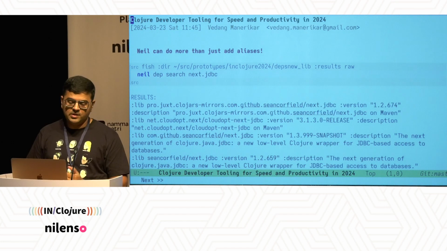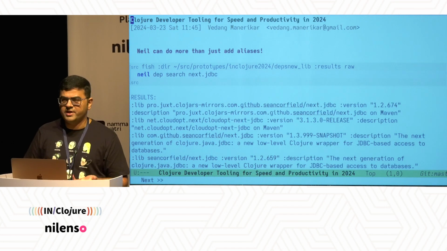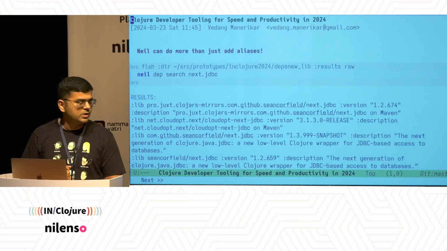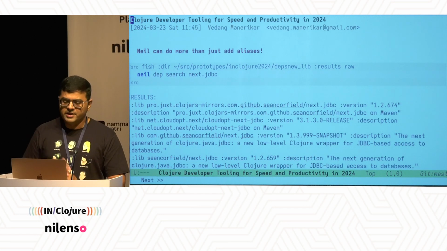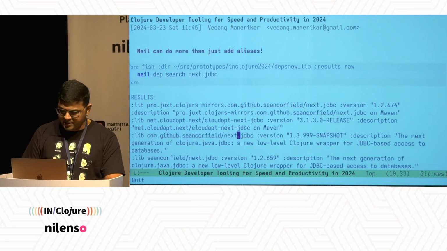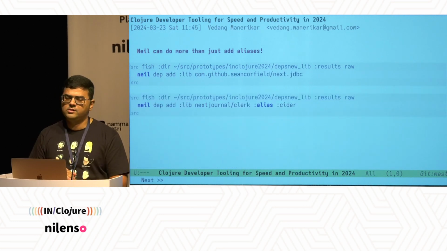So you can say, I want to use next.jdbc, which is a very popular library for SQL work, but I don't remember the artifact, the name of the artifact, right? So I just do a neil dep search. It gives me the result of everything that has next.jdbc in its name. I know that this is the library that I want, com.github.seancorfield. So I can just take that and I can then add it to my project, saying neil dep add, right?